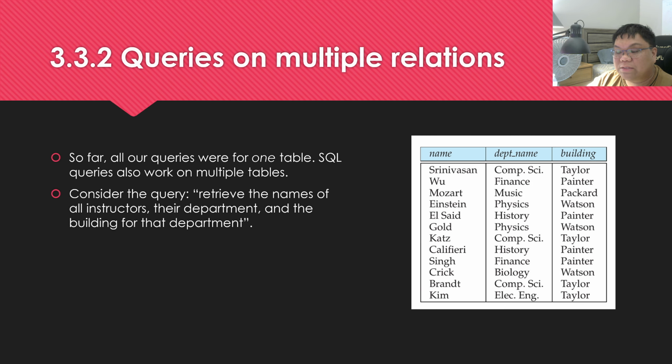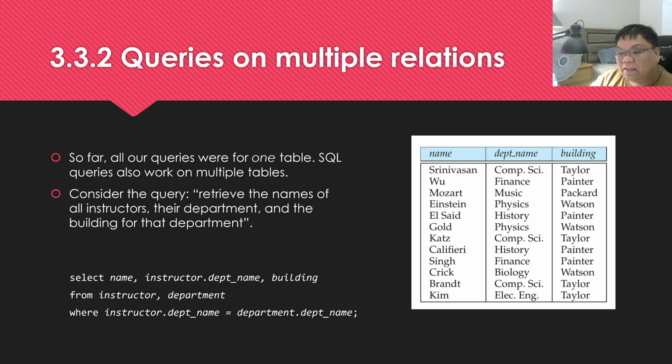So far, our queries were working with one table, but we can make queries that work with multiple tables. So here's another query. Retrieve the names of all instructors, their department, and the building for that department. That is select name, instructor.department name, building from instructor and department, where instructor.department name equals department.department name. The result of that query is a 3-column table where we have the names of all our instructors, the departments that they work at, and the buildings at which those departments are located.